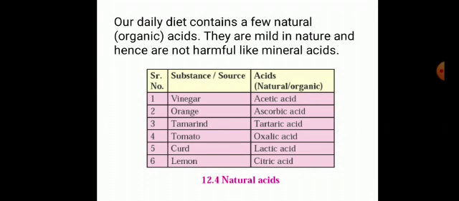Children, you might be knowing that acids are classified into two categories. One is mineral acids and another one is natural acids or organic acids. Mineral acids are hydrochloric acid, nitric acid, sulfuric acid, and natural acids are organic acids. They are acetic acid, citric acid, lactic acid. Organic acids are mild in nature and they are not harmful like mineral acids.